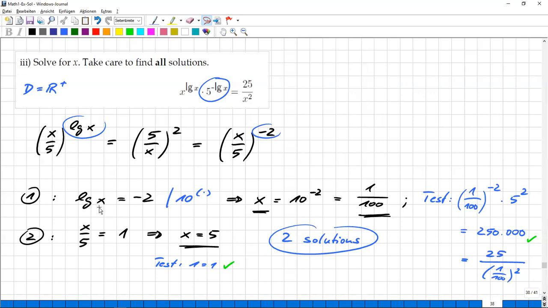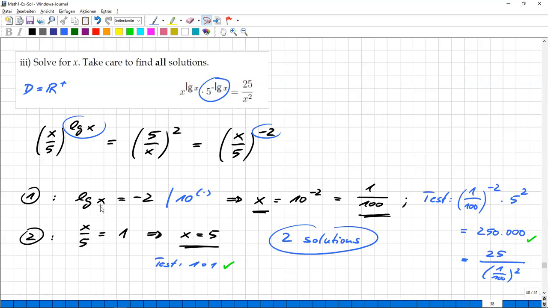So then lg x should be equal to minus 2. I can just remove the logarithm by taking 10 to the power of left side, right side. 10 to the power of lg cancels and x stays there. So x should be equal to 10 to the power of minus 2, which is of course nothing else than 0.01. Okay, so that's the number we get as a solution, and we can test it.